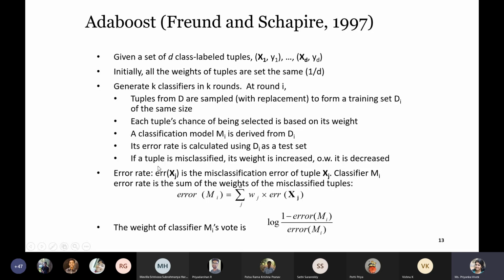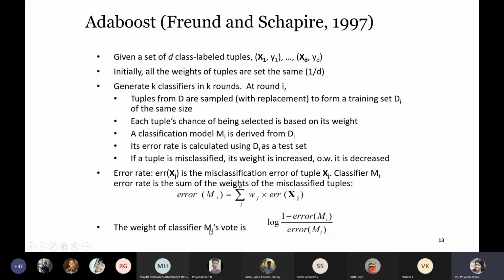Now this is our error of Mi. What about the weight of the classifier's vote? We said that each classifier would be given a different weight. That is again based on the error: the less the error, the more weightage. So log of (1 minus error of Mi) by error of Mi would be the weight of the classifier's vote.